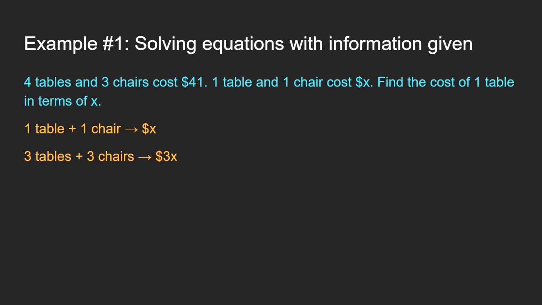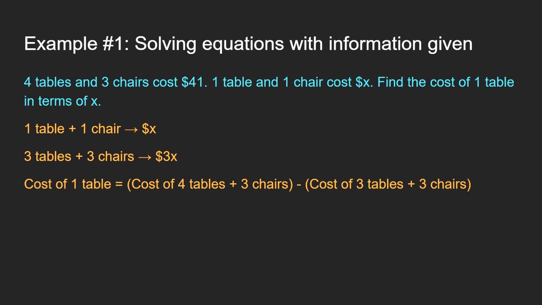So 3 tables and 3 chairs cost 3X dollars. And why are we doing this? It's because we also have the information of what 4 tables and 3 chairs cost. If we look at it in another way, the difference between $41 and 3X dollars is the difference between 4 tables and 3 chairs and 3 tables and 3 chairs. So the difference accounts for the cost of 1 table. We can use this information to solve the cost of 1 table.